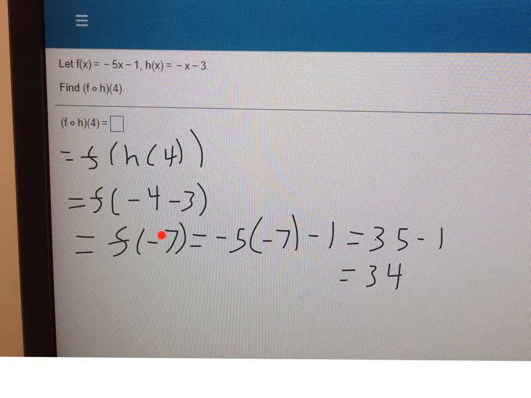How do you find that? You come to this equation and you put in negative 7 in place of x. And so it'll be negative 5 times negative 7 minus 1. Well, that product will be positive 35 minus 1. Well, that's 34.